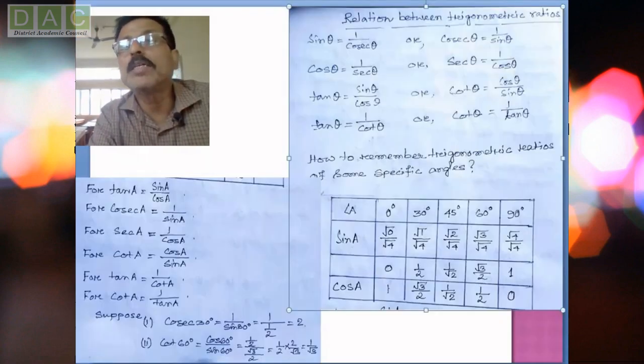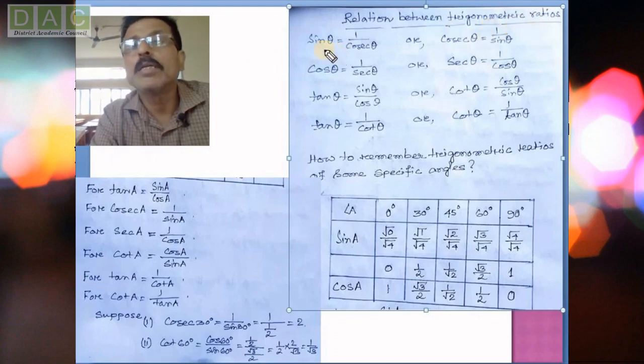Now the relation between trigonometric ratios. Sin theta equals 1 by cosec theta, or cosec theta equals 1 by sin theta. Then cos theta equals 1 by sec theta, or sec theta equals 1 by cos theta. Tan theta equals sin theta by cos theta, or cot theta equals cos theta by sin theta. Tan theta also equals 1 by cot theta, or cot theta equals 1 by tan theta. So these are the trigonometric ratios.